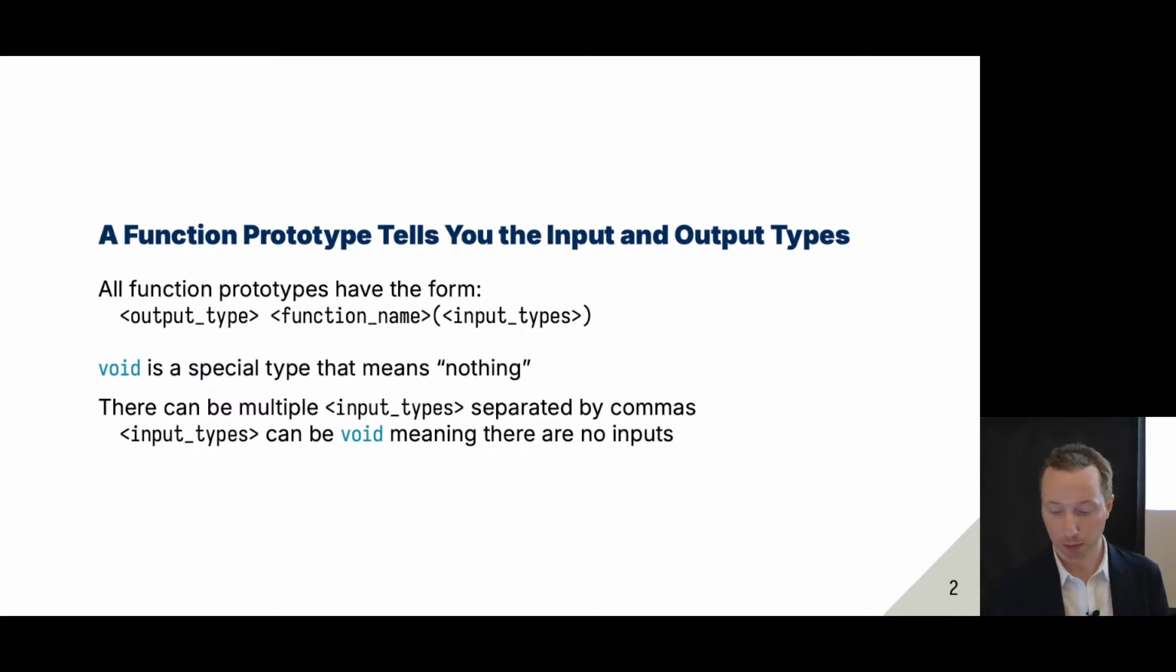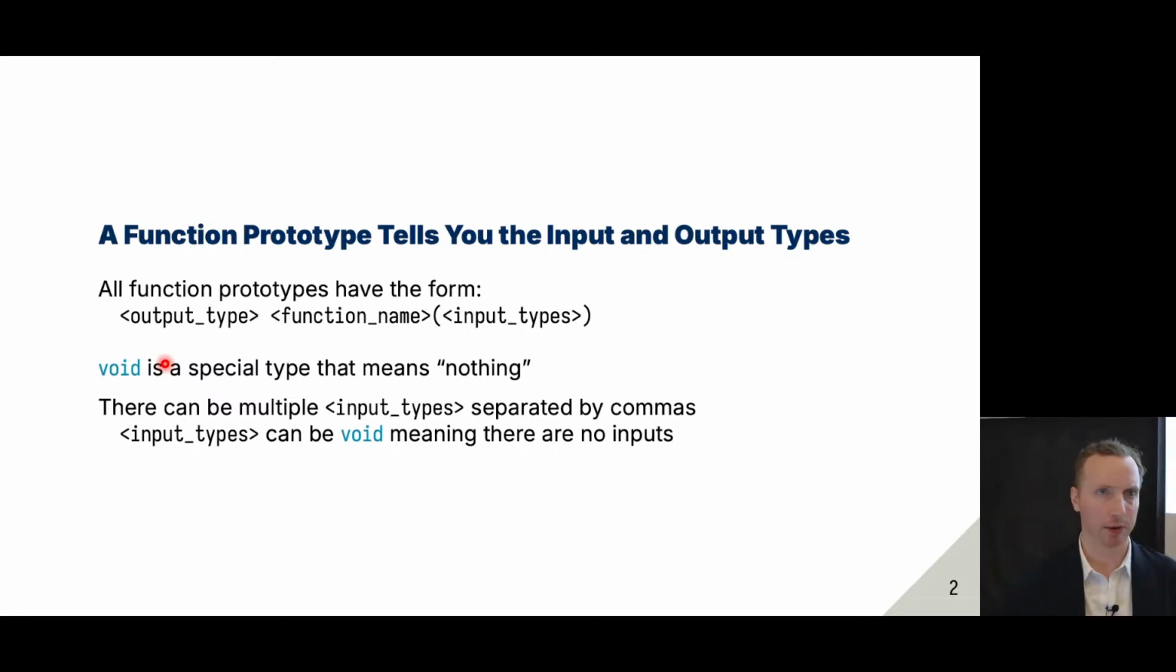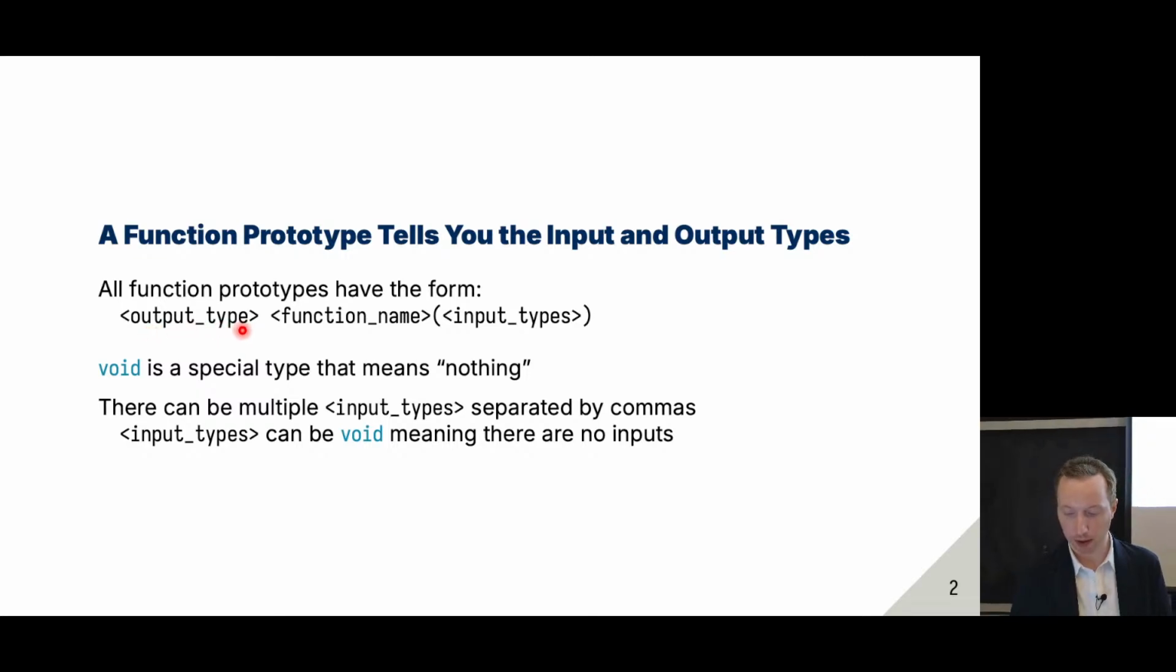All function prototypes have this form. The output type comes first. You can see that this kind of looks like main. Main starts with int, and that is the output of main. In general, we can have different output types. We can create functions that output different things. So first is the output type. Then the function name comes next, and in this case we've only really seen main. And then there is a parenthesis, and then there are input types.